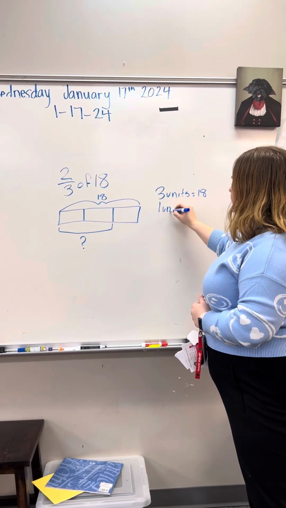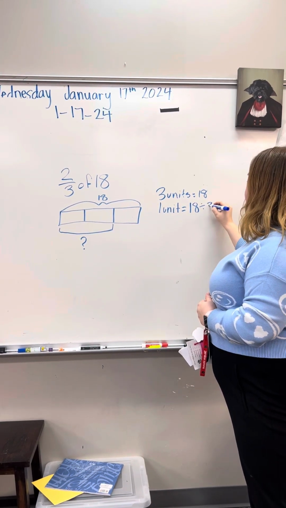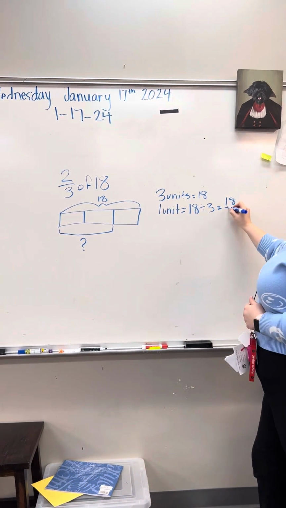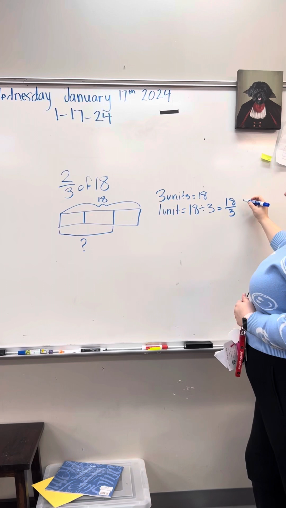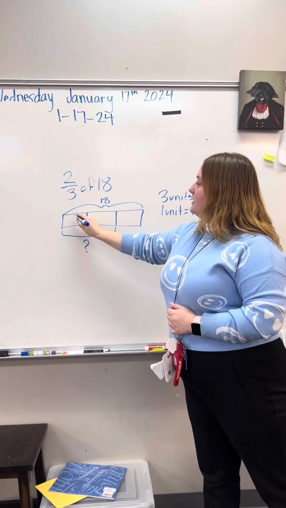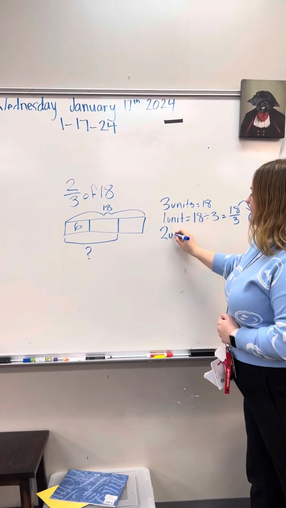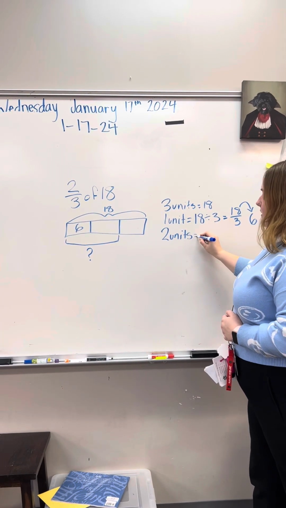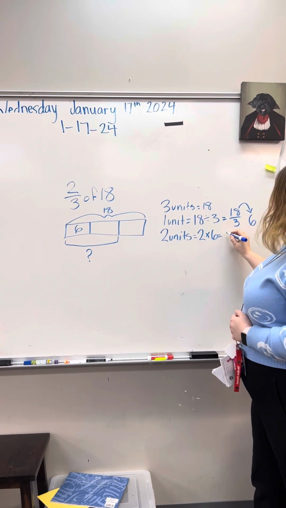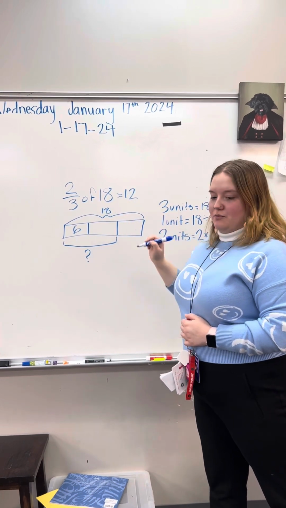So 1 unit, we're just dividing 18 by 3, which equals 18/3, which reduces to 6. So this one is 6. So to find both units, 2 units, we are simply multiplying our 6 times 2, which equals 12. So 2/3 of 18 equals 12.